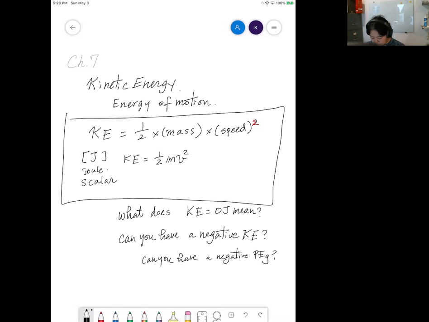Okay, so that's it about the definition of kinetic energy. In the next video, I'm going to talk about the work energy theorem. Nice and short.